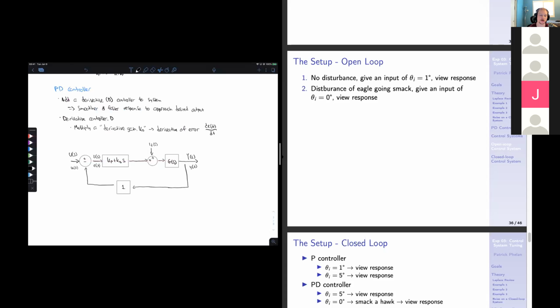because we need a closed loop system if we have a controller. So what do you think is going to happen? It's not going to work out too well.